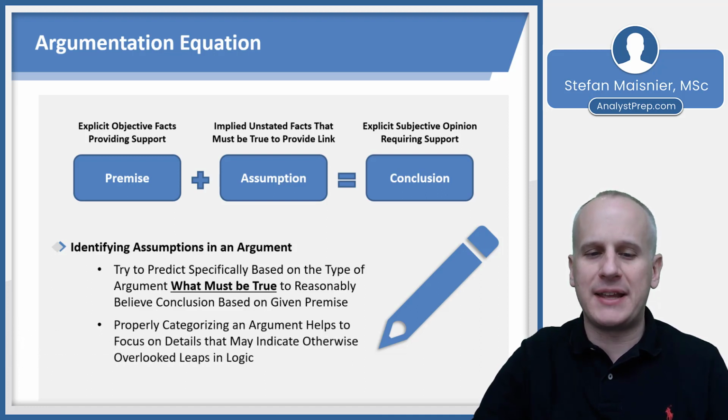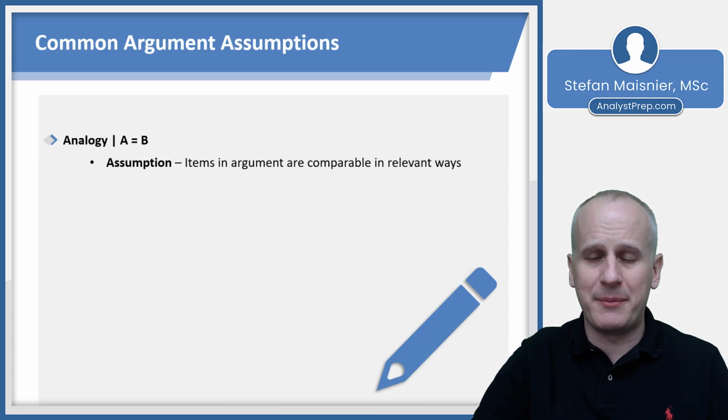And you can properly categorize your argument to help focus on details that may indicate leaps in logic that you might be overlooking. Because our brain does that. It tries to make sense of things. And you need to make sure you don't go too quickly and focus on those details, term shifts, that sort of thing, that may indicate a potential leap in logic that is an assumption that may be unwarranted. So our common argument assumptions, we know an analogy means that the items in the premise and the conclusion are relevant and comparable in relevant ways.